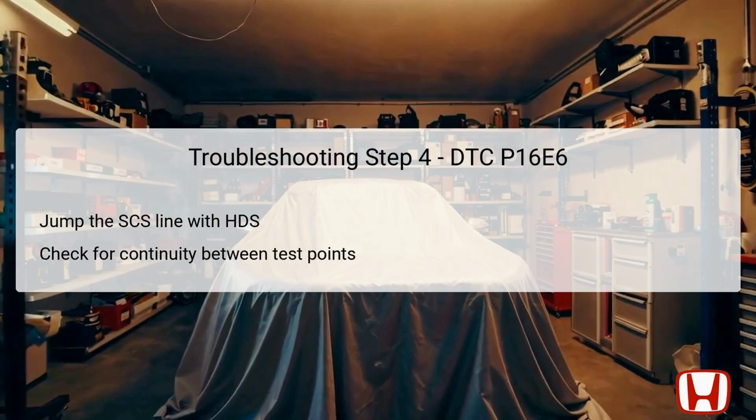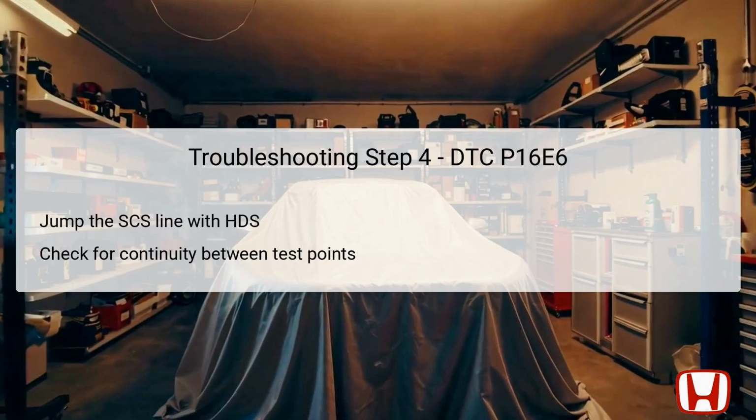In the final troubleshooting step, start by jumping the SCS, service check signal, line using the HDS. This act of jumping allows for the collection of diagnostic information while ensuring other systems are not interfering. After performing this, disconnect the connector from the transmission range switch 10P and the PCM connector E 80P to ensure that the circuits are entirely isolated for testing.